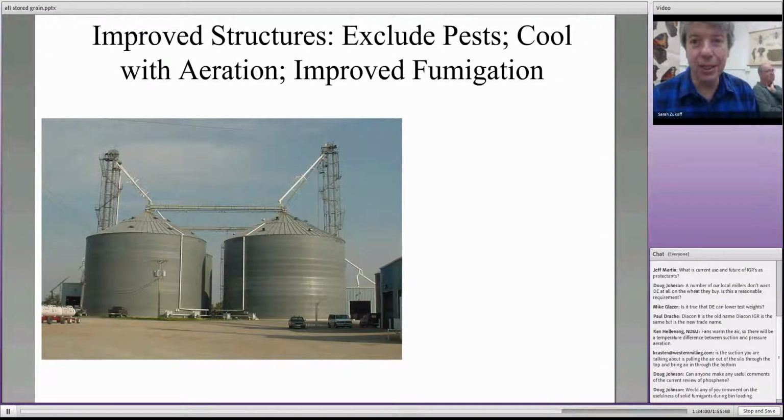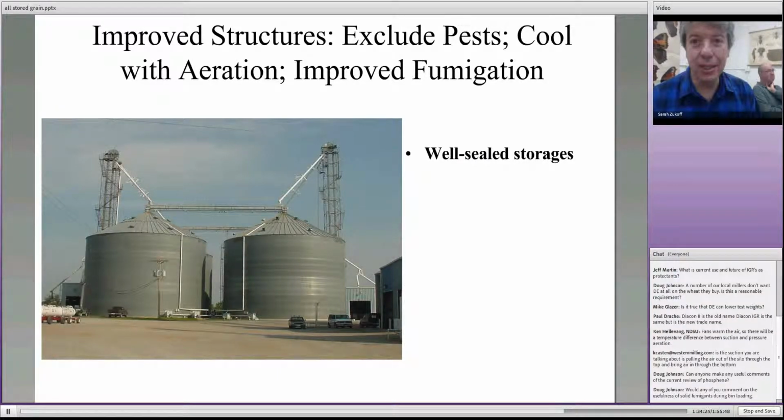And if you know who you are, you're watching the webinar, you know that we think highly of your bins. These are really, really large bins, about 250,000 bushels each, I think, or maybe it was 125, but it's a lot of grain. And what's going on here is they have aeration. They're very well sealed, okay? So they don't have any eave vents.